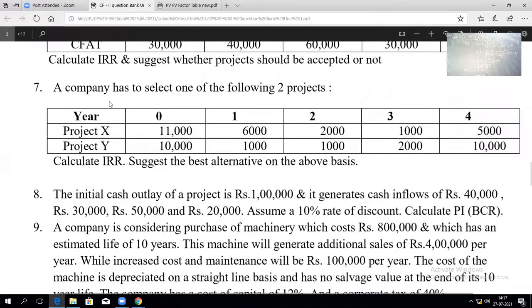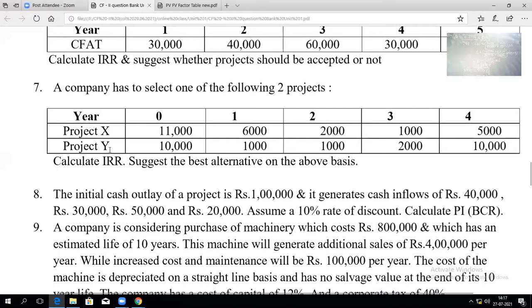A company has to select one of the following two projects, project X and project Y. The initial investment is 11,000 for project X and 10,000 for project Y. In the first year, project X 6,000 and Y 1,000. In the second year, project X 2,000 and project Y 1,000. Third year, project X 1,000, project Y 2,000. Fourth year, project X 5,000, project Y 10,000. Calculate IRR and suggest the best alternative on the above basis.